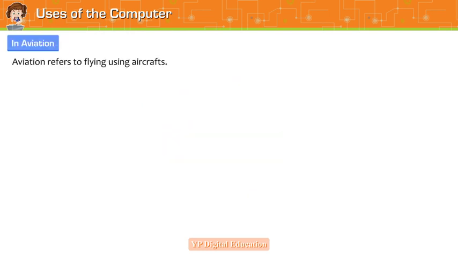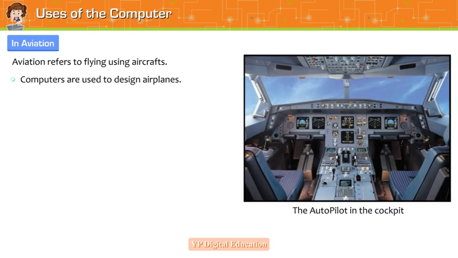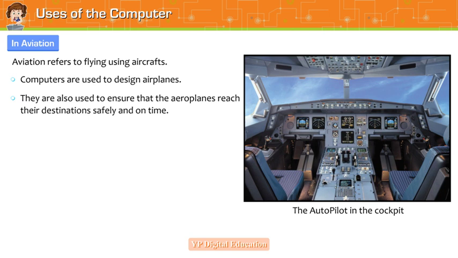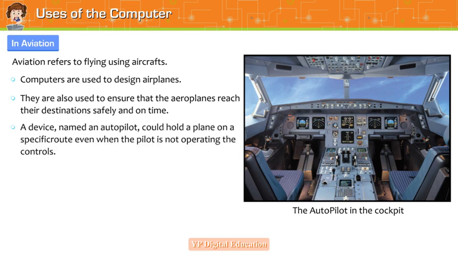In aviation. Aviation refers to flying using aircrafts. Computers are used to design airplanes. They are also used to ensure that the aeroplanes reach their destinations safely and on time. A device named an autopilot could hold a plane on a specific route even when the pilot is not operating the controls.